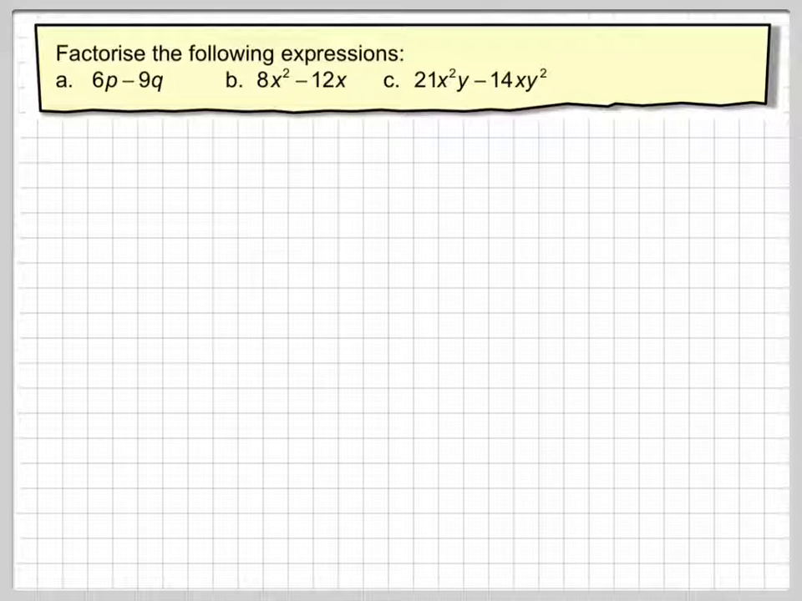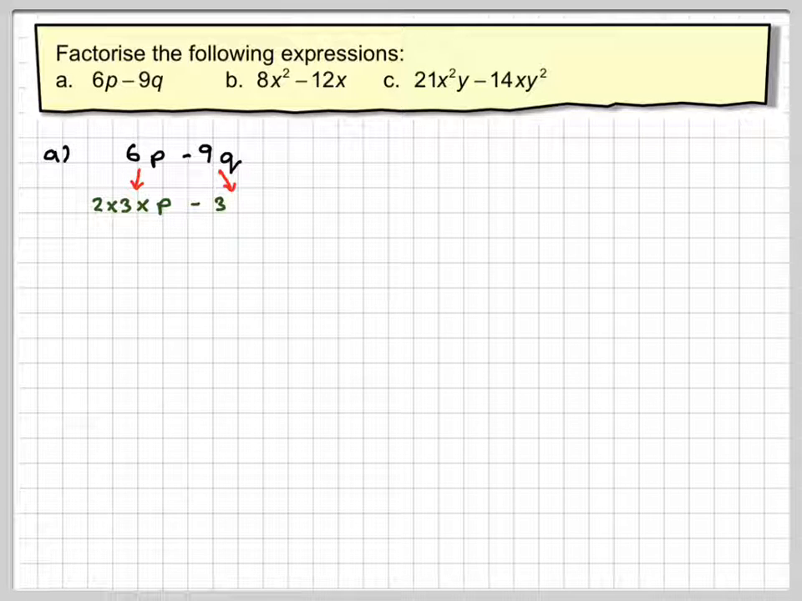Factorise the following expressions. So we've got a) 6p minus 9q, b) 8x squared minus 12x, and c) 21x squared y minus 14xy squared. Right, so if we write out 6p minus 9q, then underneath, 6 is going to be 2 times 3, so sort of try to put it in its prime factors, times p, and then we've got minus 9, which in its prime factors is going to be 3 times 3 times q.